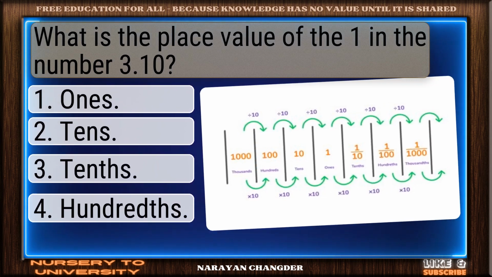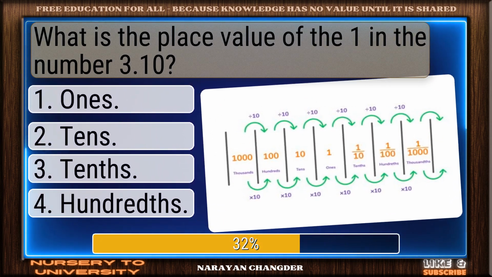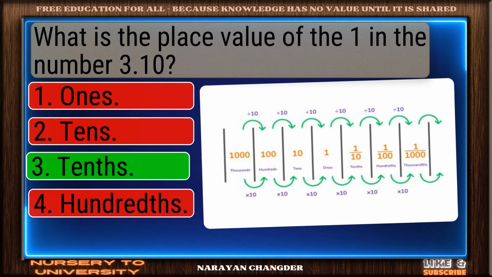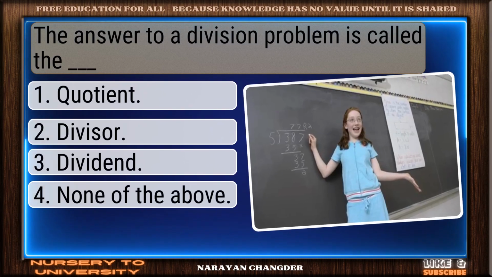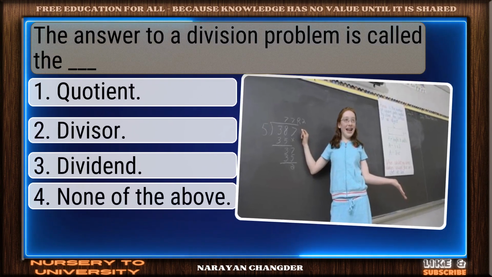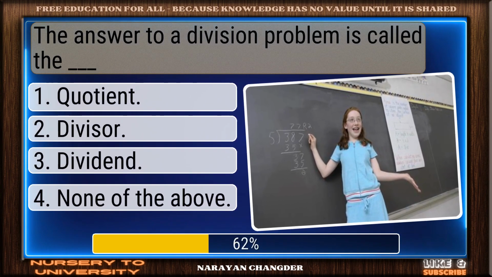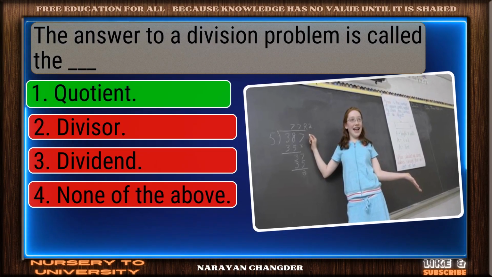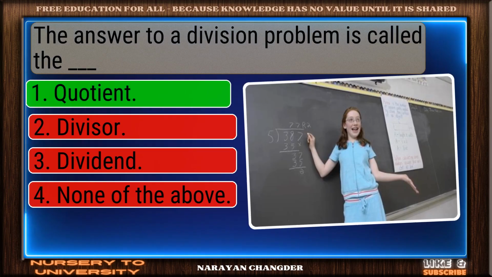Question number 37. What is the place value of the 1 in the number 3.1? Nicely done. Tenths is a solid answer. Question number 38. The answer to a division problem is called the dash. You're right. Quotient is the correct answer.